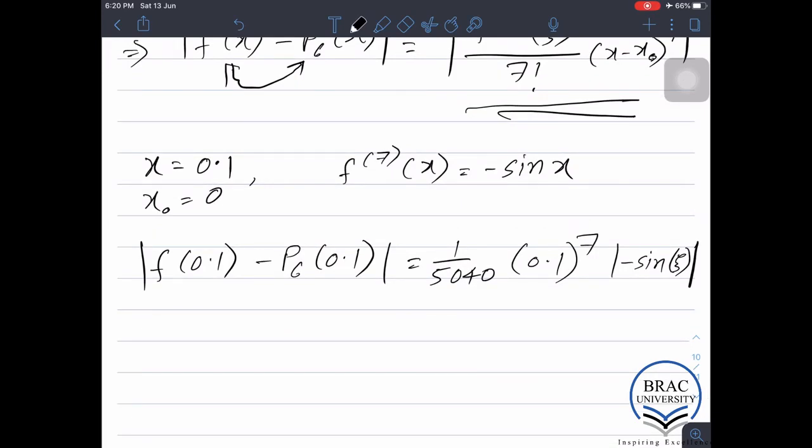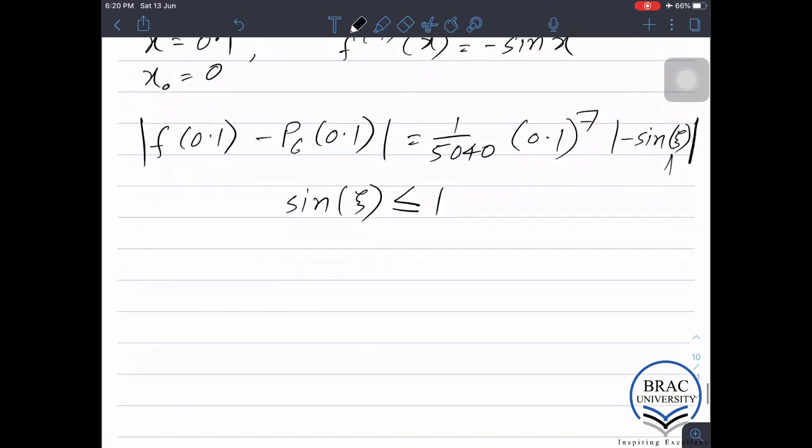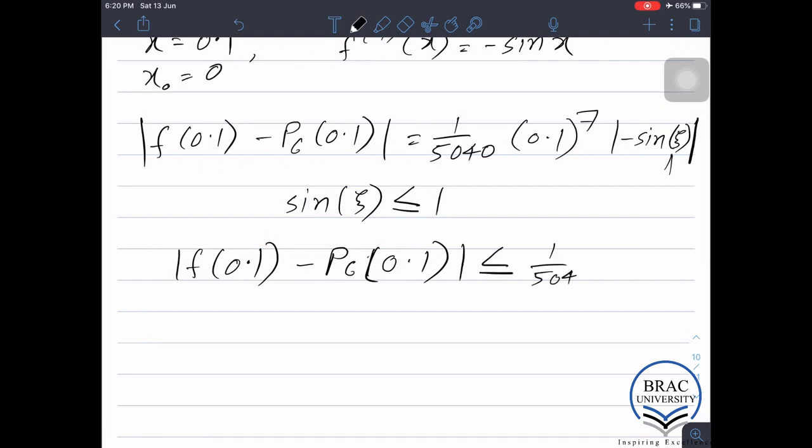Okay, now I cannot say what the value of xi here is, right? But I know that no matter what, modulus of sine xi is always less than or equal to 1. This is a bound on the sine function. So what I can say from here is that the value of f at 0.1 minus the value of the polynomial at 0.1 is less than or equal to 0.1 to the power 7 over 5040, and I'm putting sine xi equal to 1. That is the maximum possible error, right?